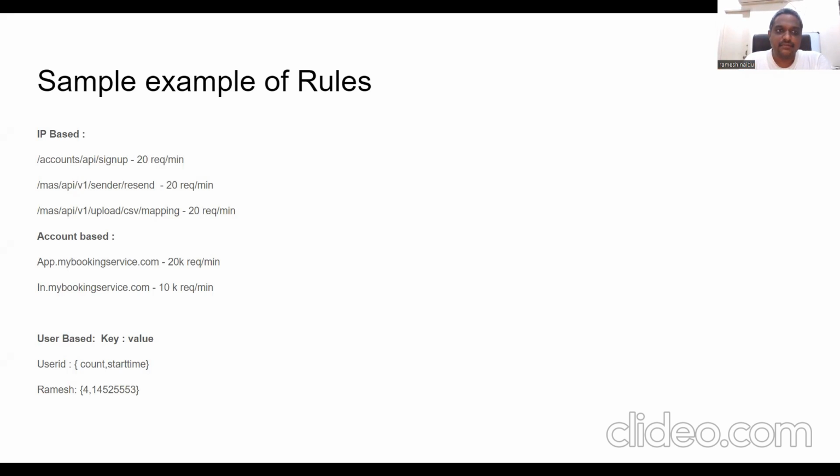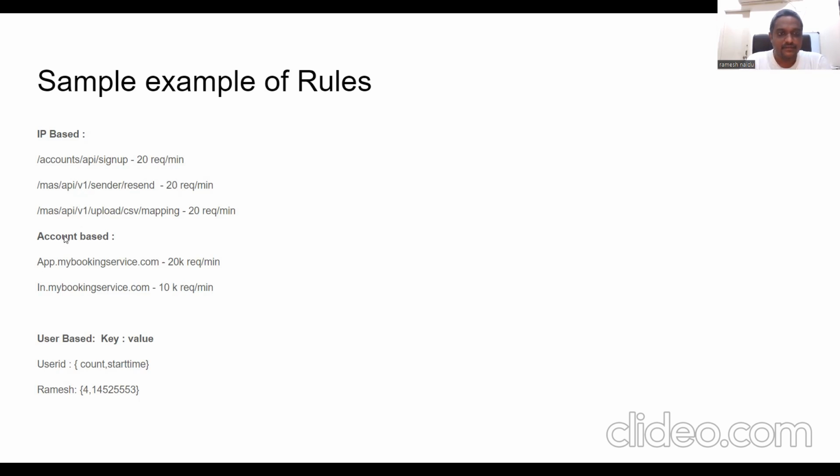So I can have IP-based rules saying /account/api/signup has 20 requests per minute, which means if I get a request from a particular IP and that request is hitting this URL, account slash API for sign up, then I allow 20 requests in a minute. That is what this means. Similarly, if I hit this endpoint from a particular IP, I allow only 20 requests per minute. That is how the IP-based request works.